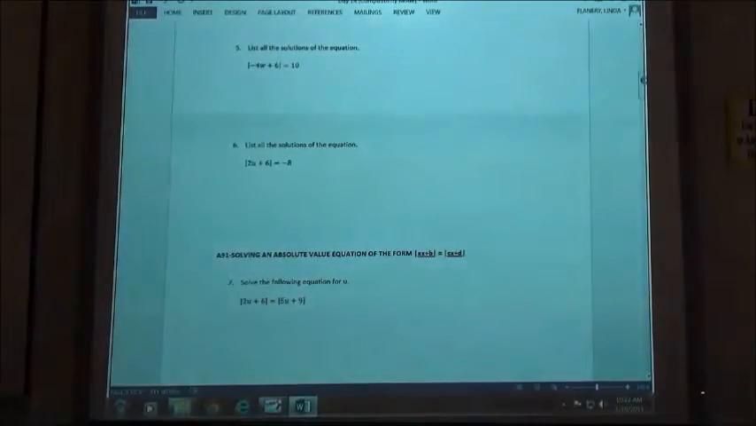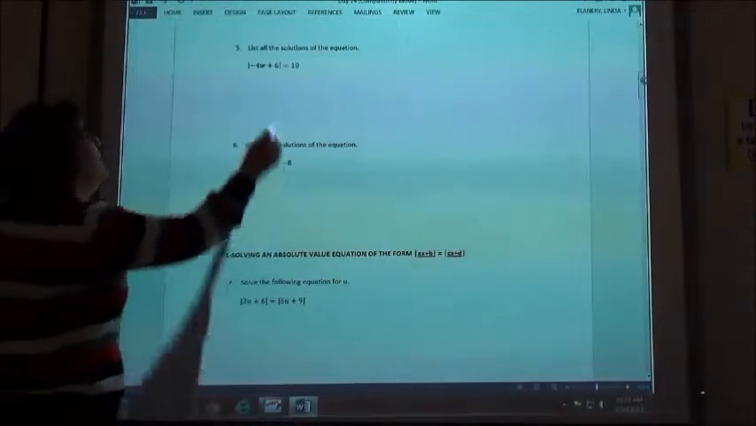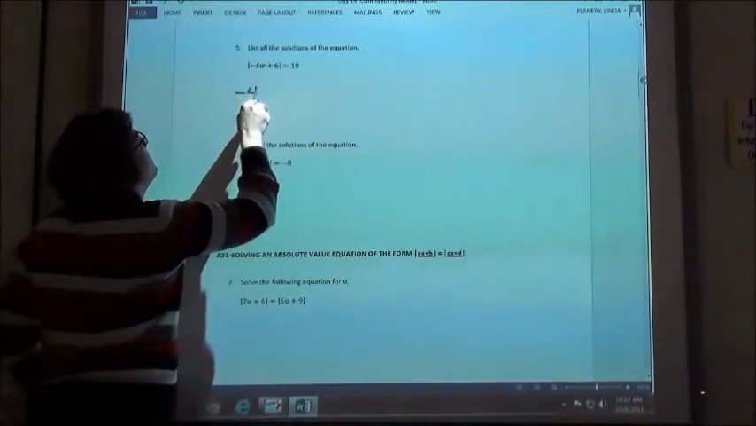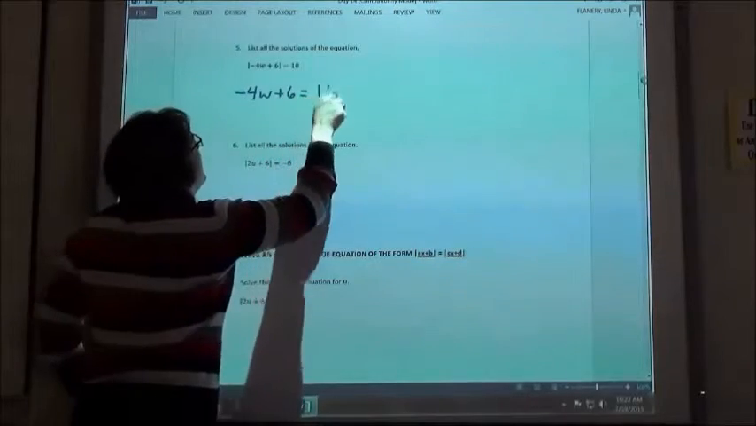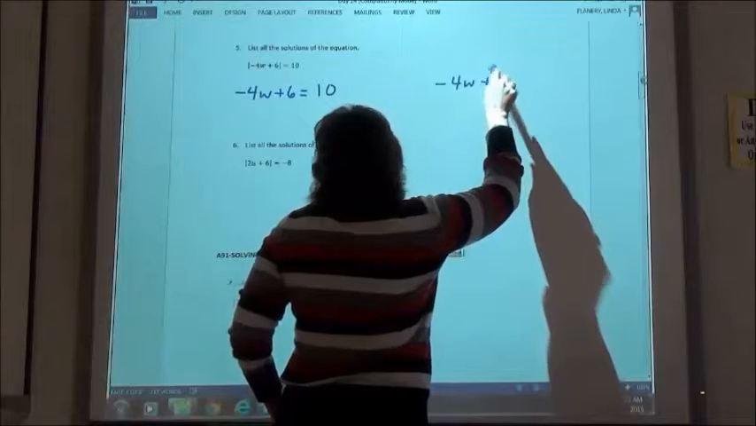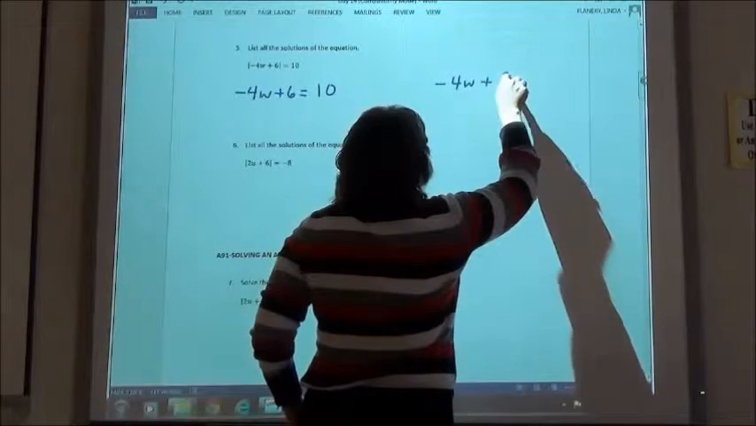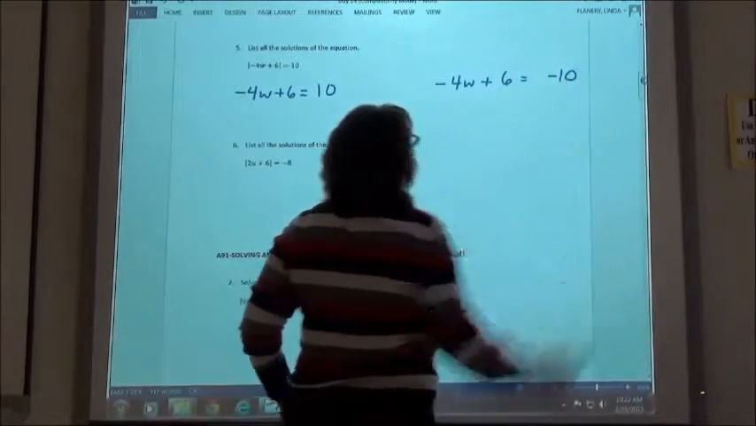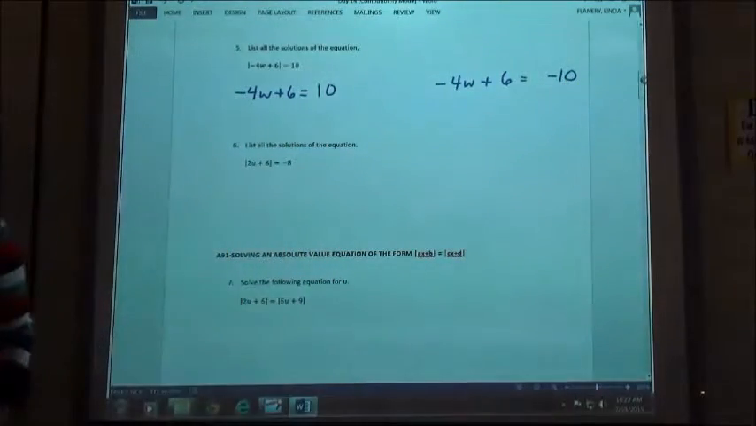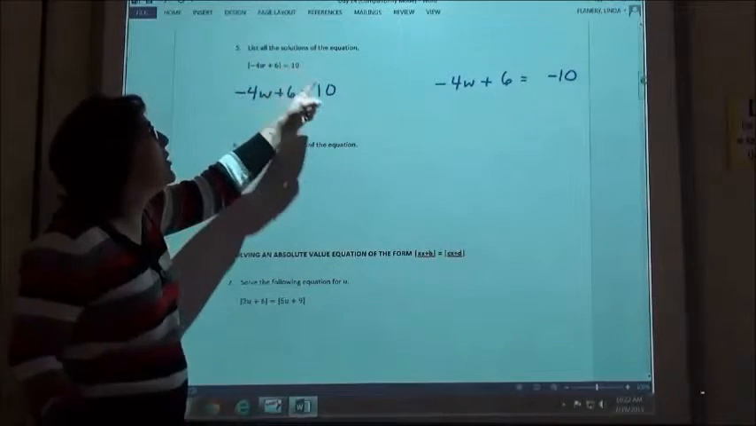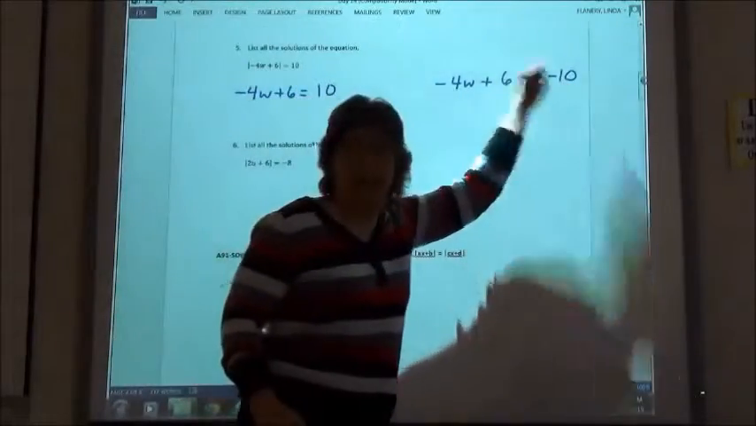What are my two separate problems? It's going to be negative 4w plus 6 equals 10. And negative 4w minus 6? No, that just stays the same. Okay, this stays the same. Plus 6 equals, not 10, but negative 10. So the part in the absolute value isn't going to change. It's just this other number. It could either be positive 10 or negative 10.